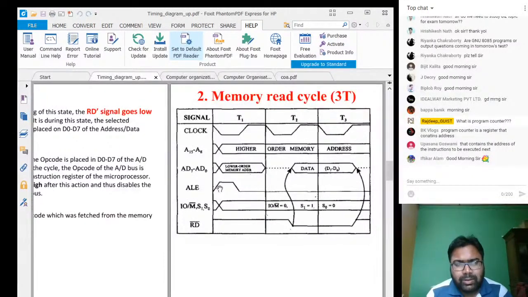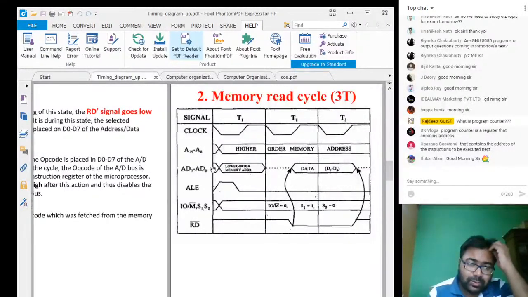Whenever you are using this multiplexed line to transfer the address, you set the Address Latch Enable, or activate this particular signal, to indicate that your combined bus AD0 to AD7 is being used for transferring the memory address.